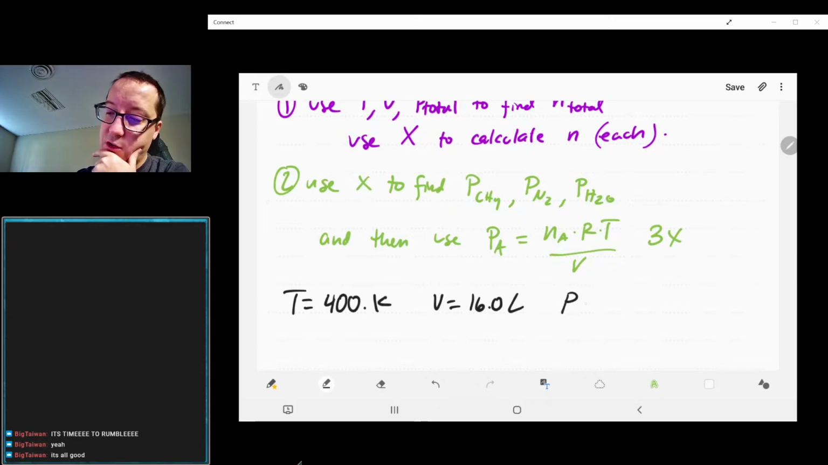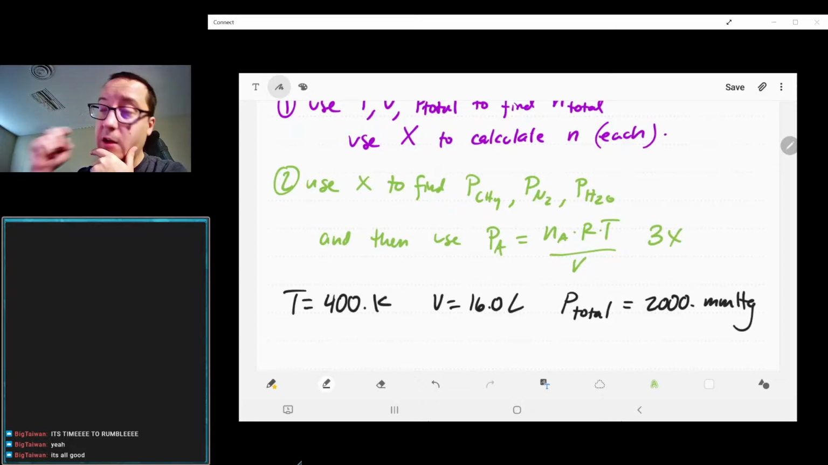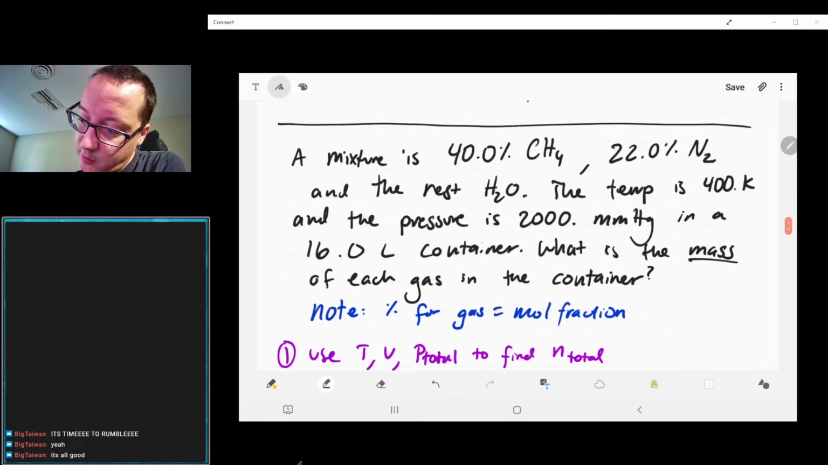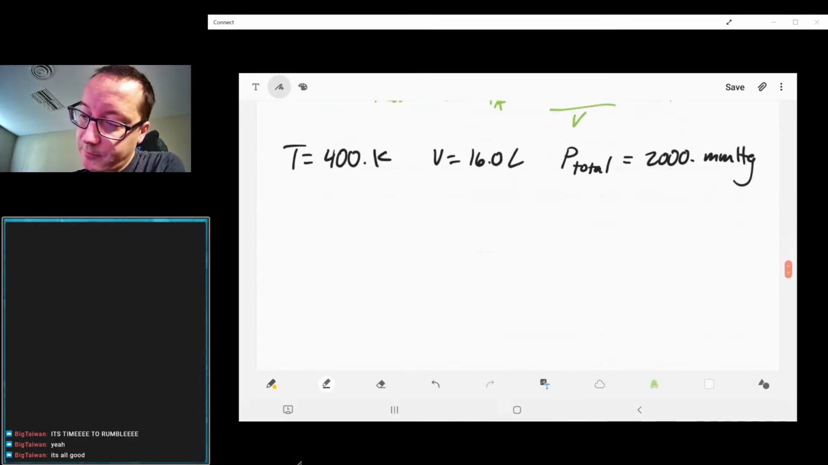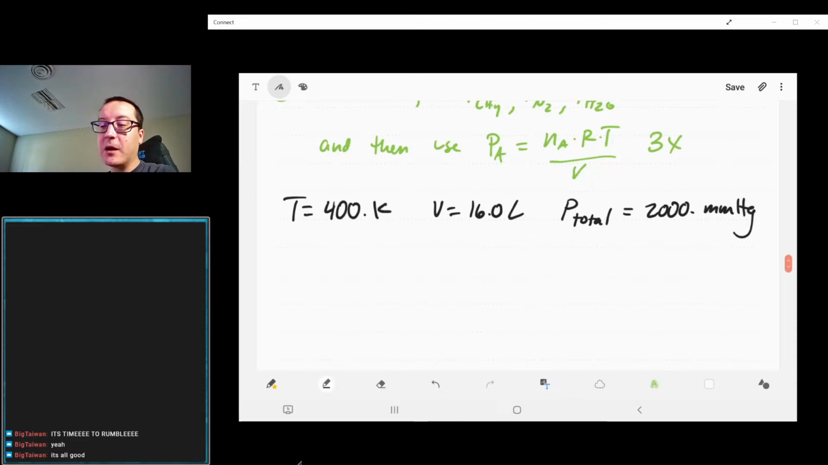And the pressure total was 2,000 millimeters of mercury, right? If I remember correctly from the question I just came up with. Okay, cool. So with that in mind, we can figure out what the total moles is in this particular container.